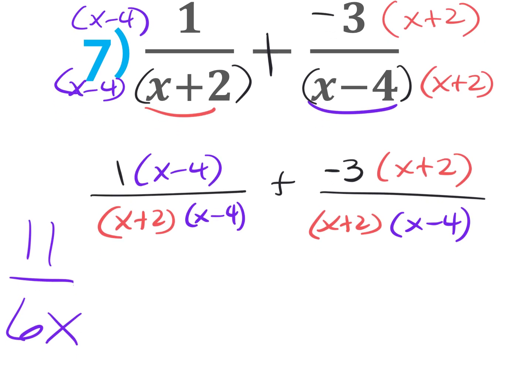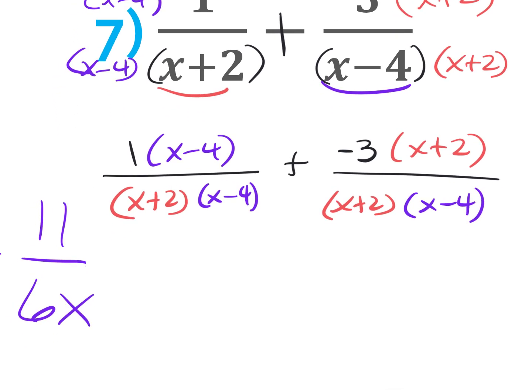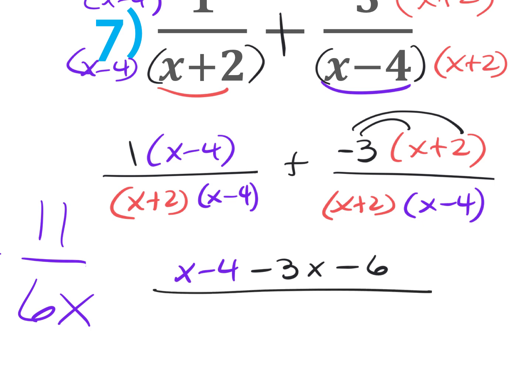So I'm going to go ahead and, don't try to cancel anything. We have to distribute and combine like terms. So 1 times x minus 4 just stays x minus 4. So the first fraction's numerator is going to stay. Then the second one, I'm going to distribute this -3, and this becomes -3x minus 6. I'm going to just write the LCD down here. X plus 2, x minus 4.